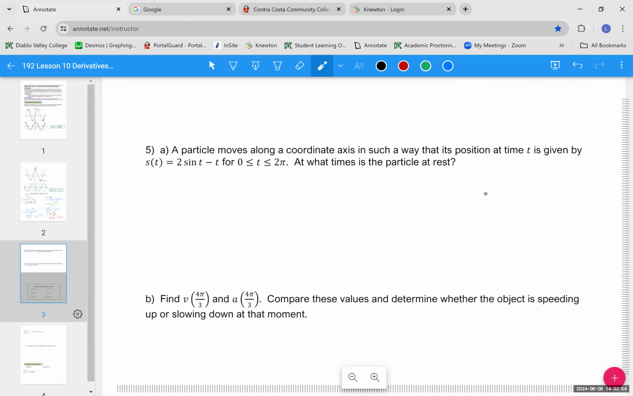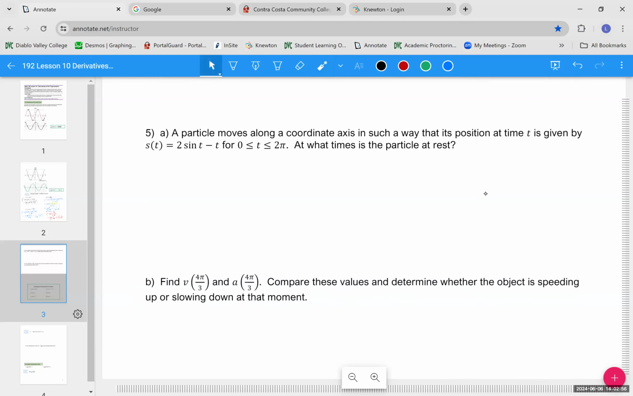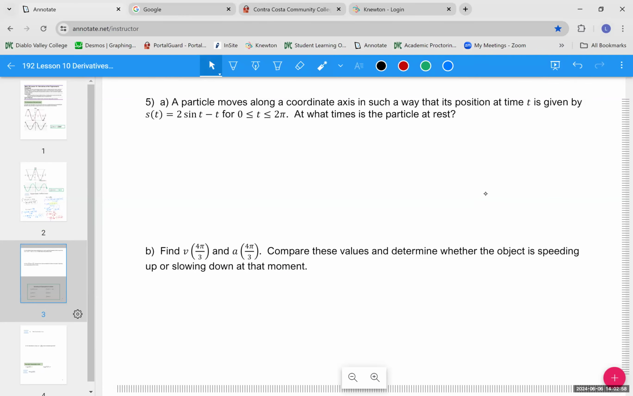All right, I got a couple more here. So just, using our motion that we have talked about, position, velocity, acceleration, we have a problem that then uses trigonometry in those functions. So we have a particle moving along a coordinate axis in such a way that its position, so here's our s of t function, is given by this. At what time is the particle at rest?